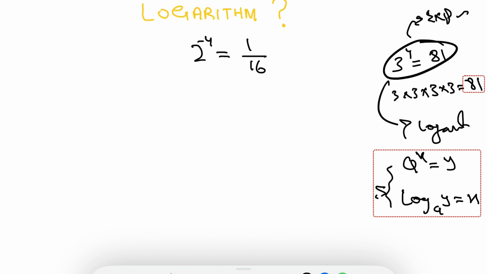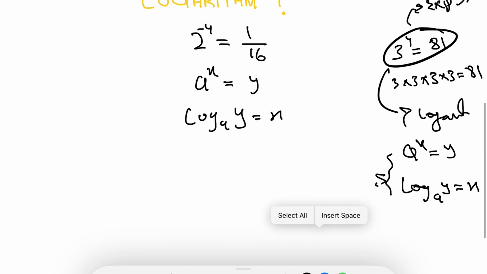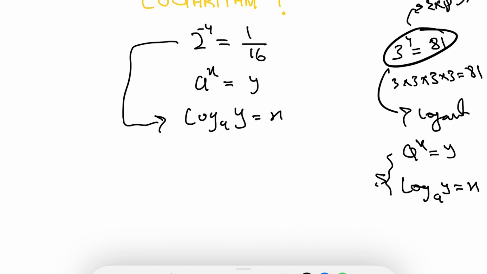So here, 2 power minus 4 is equal to 1 upon 16. This is the exponential form. We change it into logarithmic form. So we write here a power x is equal to y. So this is the term, and log a y is equal to x. So this term we write into this term.